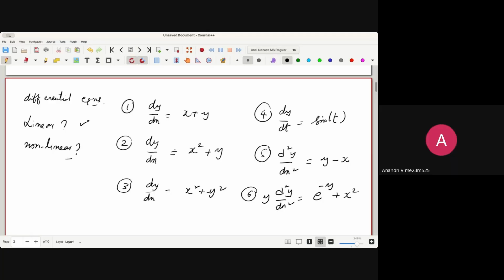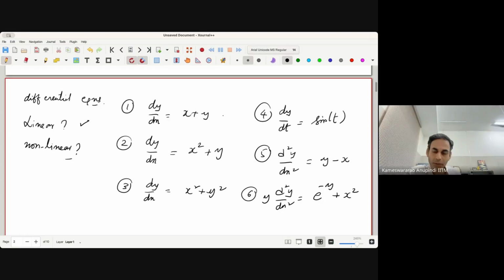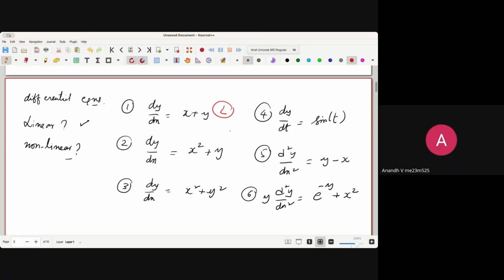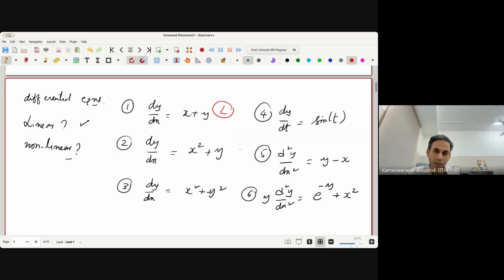X plus y. 3 and 5 seems linear. First one is linear or non-linear? Linear, sir. Okay. So, what is the rationale? What principle would you use to say whether it is linear or non-linear? It's a line equation. Equation of line. Okay. What about the second one?